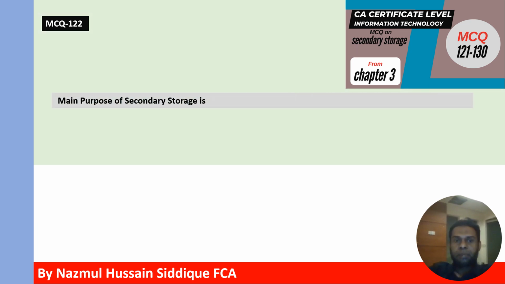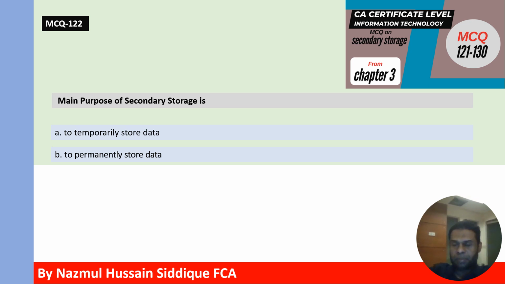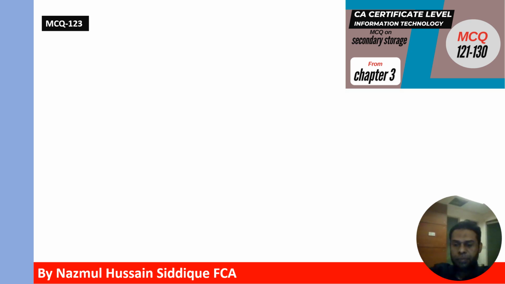Next question. Main purpose of secondary storage is option A, to temporarily store data. Option B, to permanently store data. Which one is the main purpose of secondary storage? Either storing data temporarily or storing data permanently. The correct answer is option B. To permanently store data is the main purpose of secondary storage.